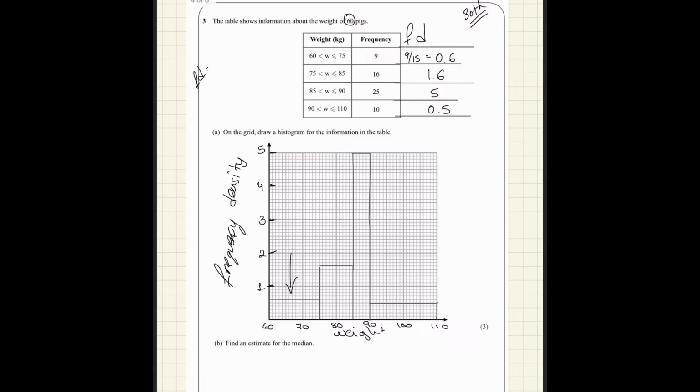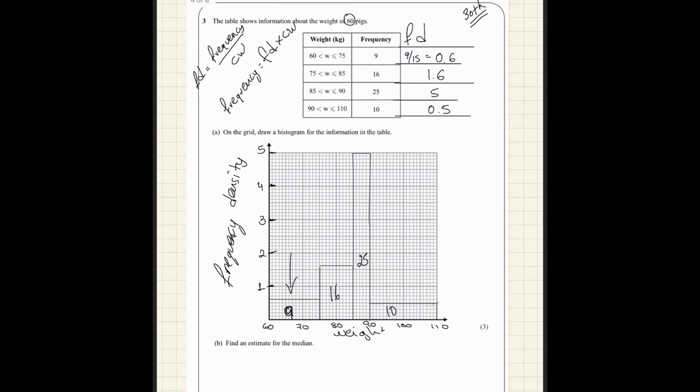Frequency density is frequency over class width. So therefore frequency must be frequency density times class width. So in order to work out this one, it would be 15 times 0.6, which will give us 9, obviously. So I've got 9 people here, I've got 16 according to the graph, 25, and 10.